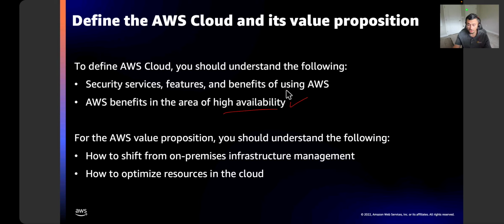And then for the value proposition, right, we want to talk about how can we shift from an on-premises infrastructure management, and also how do we optimize resources in the cloud? So making sure that we're using the appropriate resource types and sizes, and also optimizing costs at all points, right?